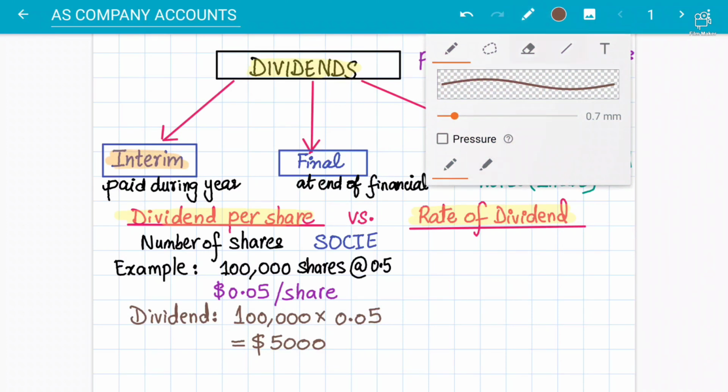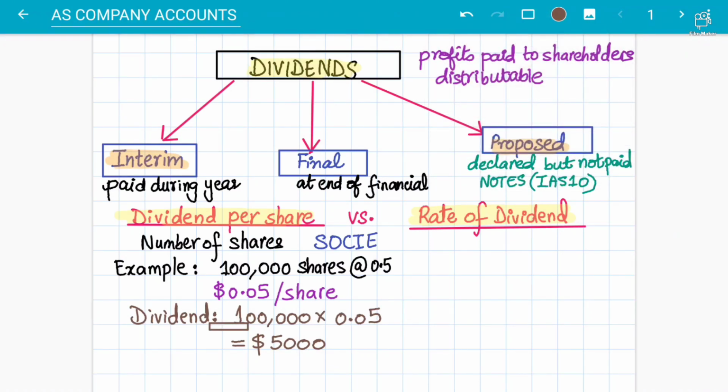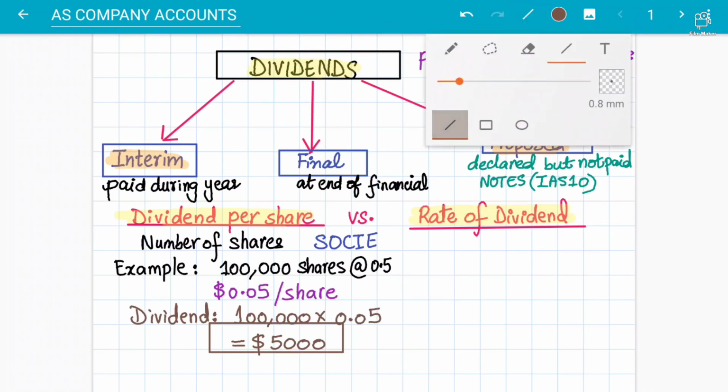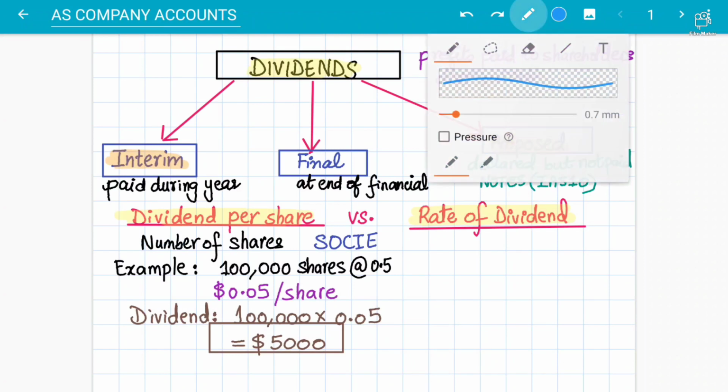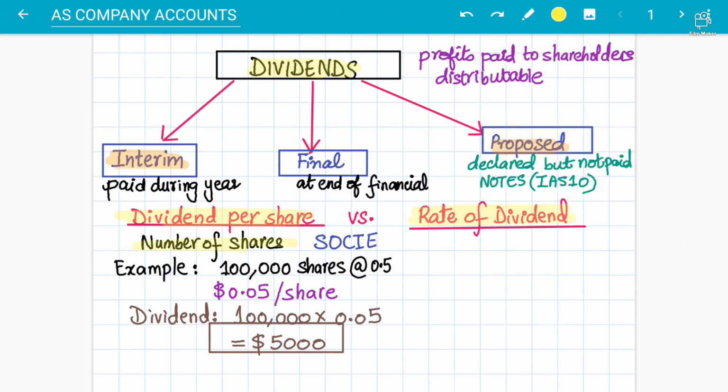This is one of the important examples. Okay, whenever you have dividend per share, you just multiply by the number of shares. So the keyword here, students, I'll just highlight it, is basically the number of shares.